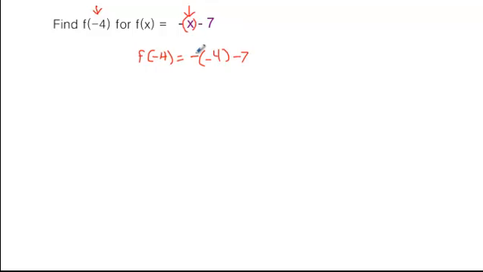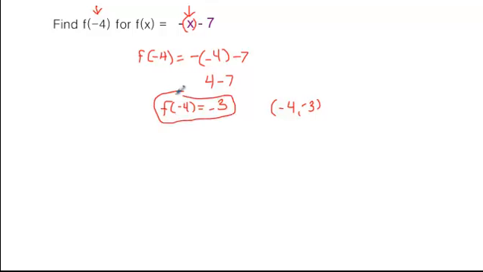We have the negative on the outside, the negative on the inside from the input. The opposite of negative 4 is 4. Minus 7 is negative 3. And let's bring down that f of negative 4. f of negative 4 equals negative 3. If we were going to graph that, we know that is the point negative 4, negative 3. This is my answer. This is just an alternate way of seeing that.